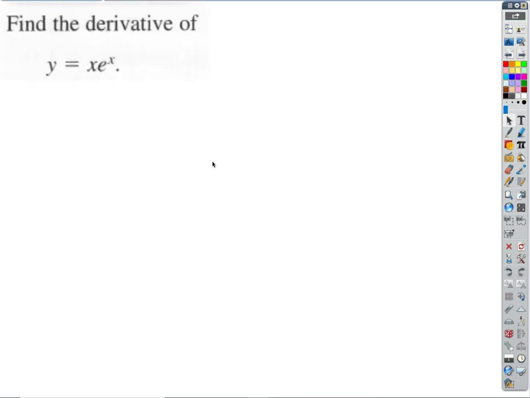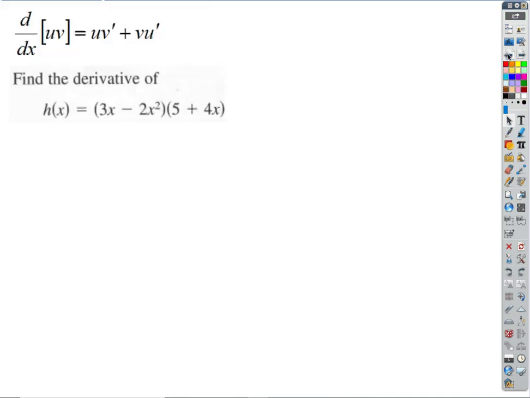We know how to differentiate x by itself, and we know how to differentiate e to the x by itself, right? What was the derivative of e to the x? E to the x, good. But when there's a product of the two, that changes everything. We don't have a rule for that. So we need a product rule, and that's what we're going to talk about today.